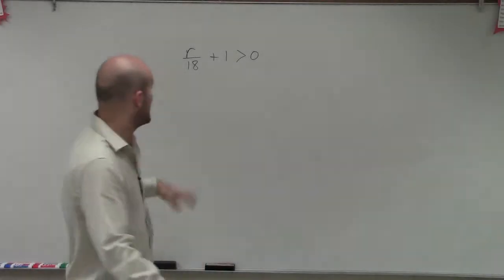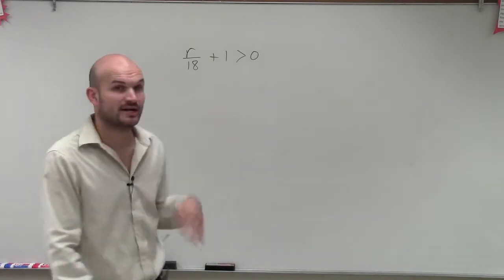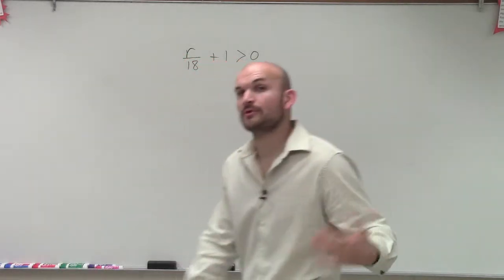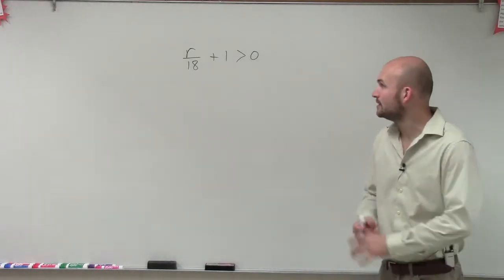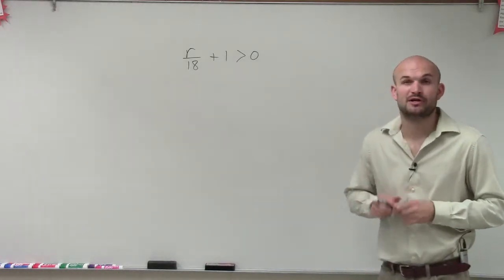Welcome. So what I have is r divided by 18 plus 1 is greater than 0. And what I'm going to do is show you how to solve this inequality and then graph our solution. So the first thing we need to do is apply our inverse operations.